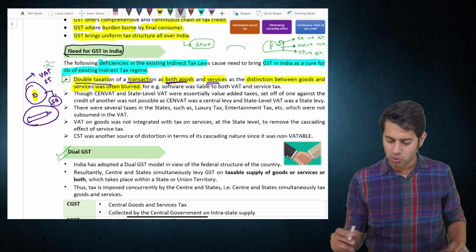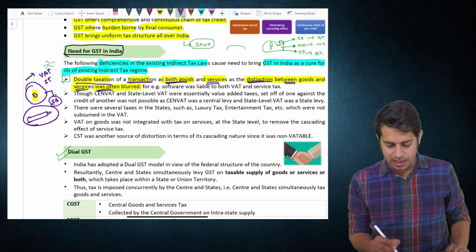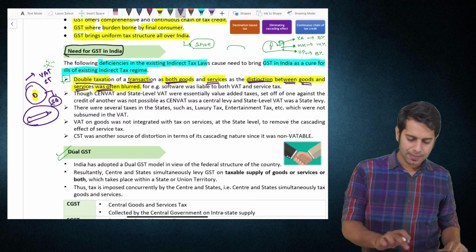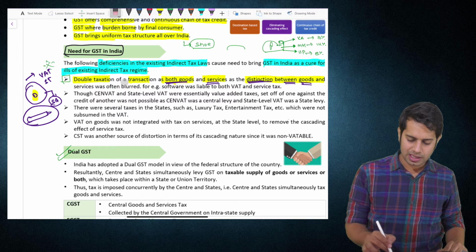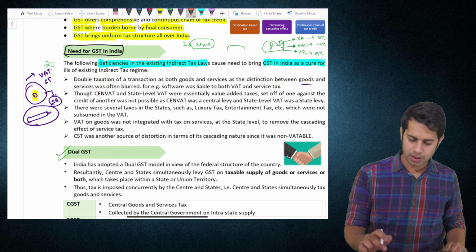The distinction between services and goods was often blurred. It was not clear whether to treat it as goods or whether to treat it as services. It was not clear. Point number 1.